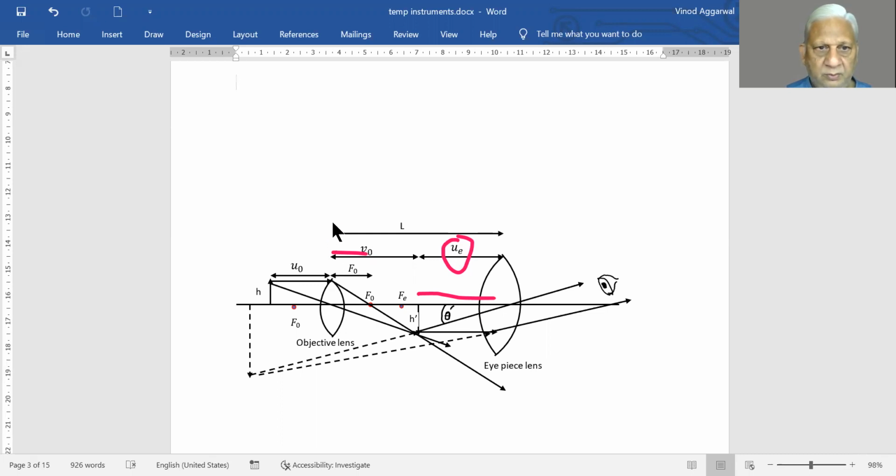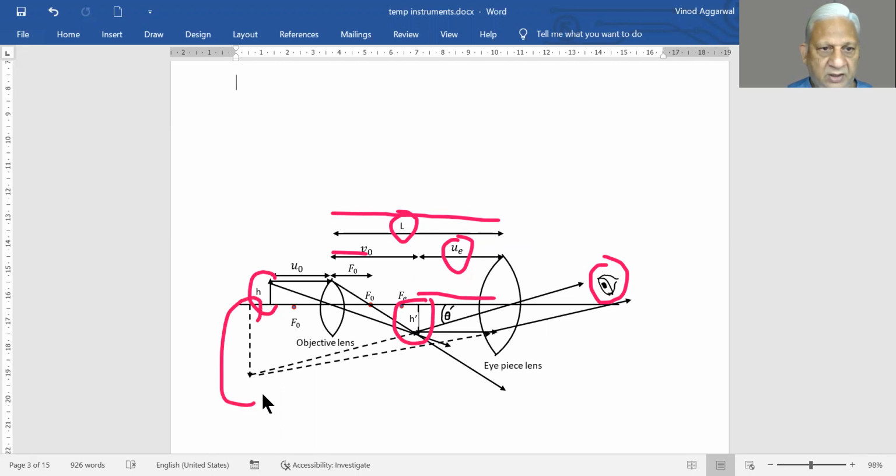This whole distance between these two lenses is called the tube length. We put our eye here to view it. Now this is the height of the object, this is the height of the intermediate image, and this is the height of our final image. Let the angle which this image makes with the eye be theta dash.